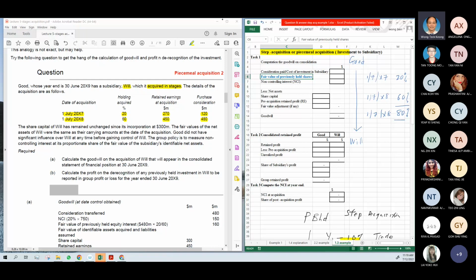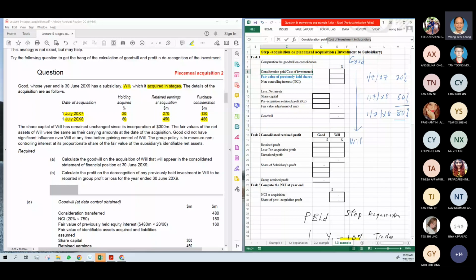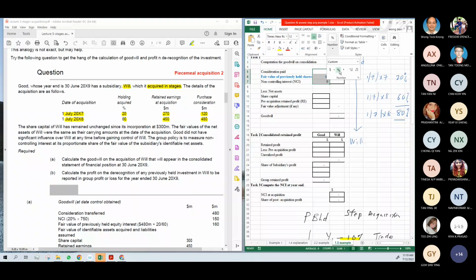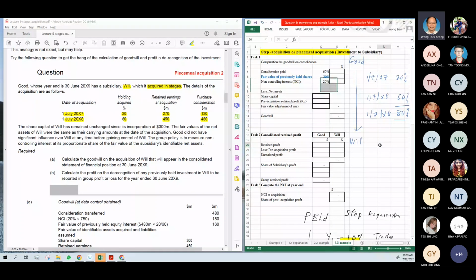So in this case, how do we compute the goodwill? First, same thing, the cost of consideration: you're buying the 60%. Let me type here: 60%. Your previously held is 20%, so I put it in percentage terms, it's easier for you to understand. You pay 480 for the 60%, so you just type 480 here.